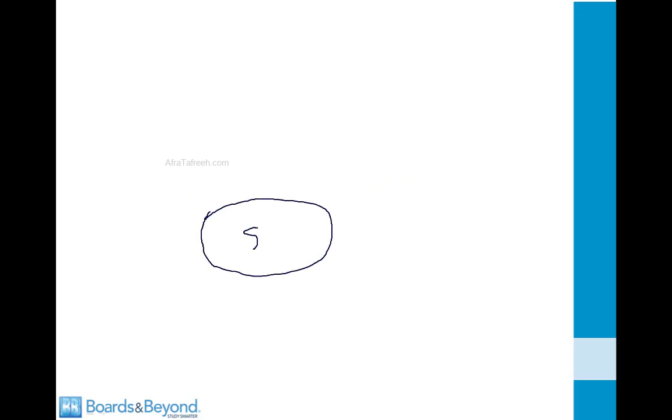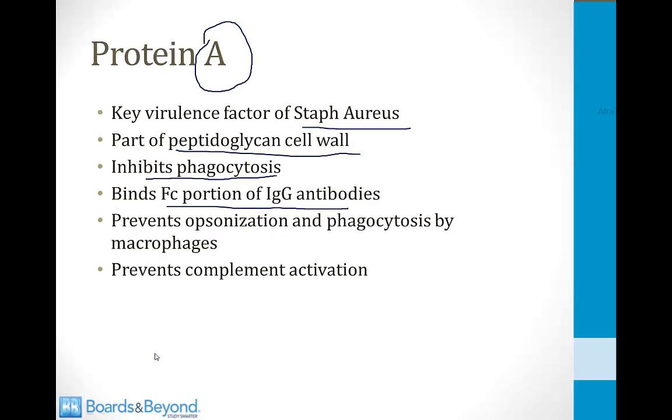If this is a Staph aureus cell, it's going to have this protein A sitting on its surface here, and it's going to bind the Fc portion right here. This turns the antibody upside down, and therefore it's not able to attach to the cell and activate the immune system. This is part of the way by which Staph aureus bacteria can avoid immune destruction. Through binding of the IgG antibodies upside down, protein A will prevent opsonization and phagocytosis by macrophages, and it's also going to prevent complement activation. The net result is that this helps the bacteria avoid the immune system altogether.